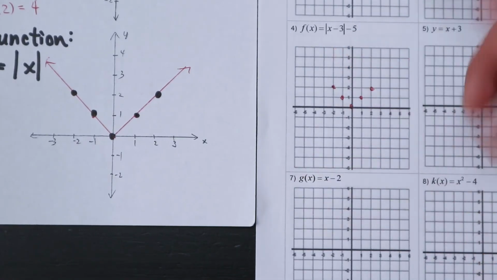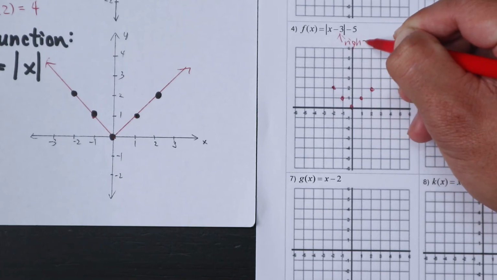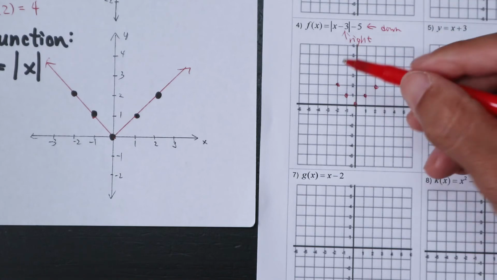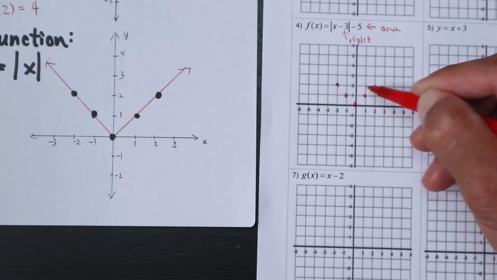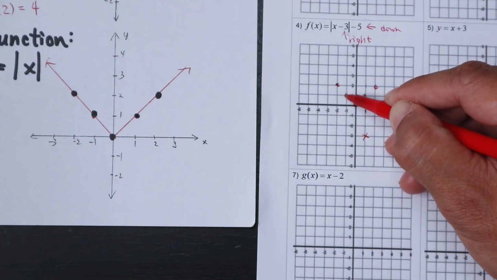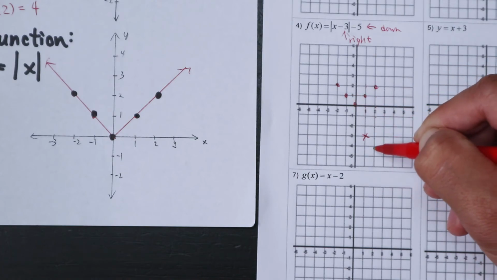And then after that, you're going to take a look at this -3, which is to the right. And then this -5, it's going down, okay? So for every dot, you move 3 right, 5 down. So 1, 2, 3, 1, 2, 3, 4, 5. You put a cross. And then from here, for this dot, you move 3 right, 5 down. 1, 2, 3, 1, 2, 3, 4, 5, right?